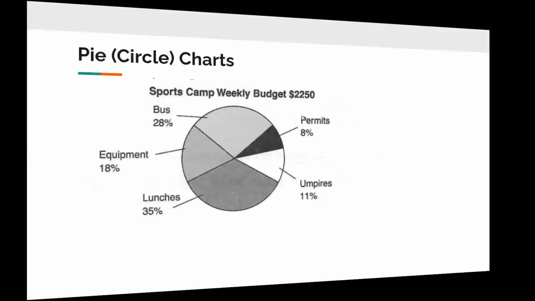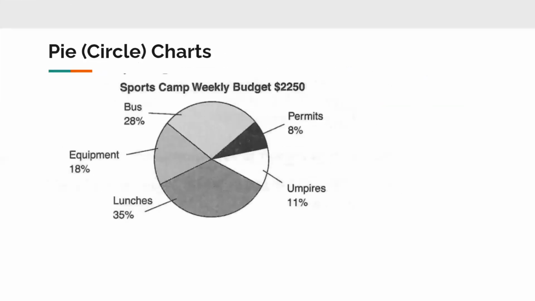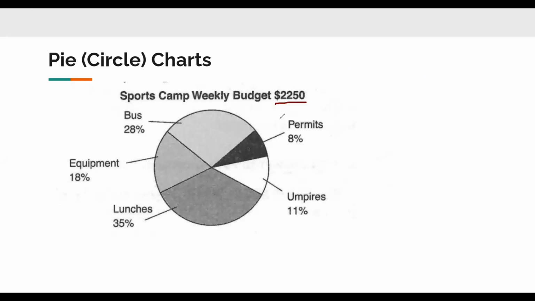Let's get to it. Here is an example of a pie, or sometimes called a circle chart. Let's take a look at what this chart is communicating to us. We read the title. It tells us that this is a sports camp weekly budget, and the budget amount is $2,250. That means the whole circle represents $2,250. The percentages around the circle tell us what different parts of the budget represent of that $2,250.